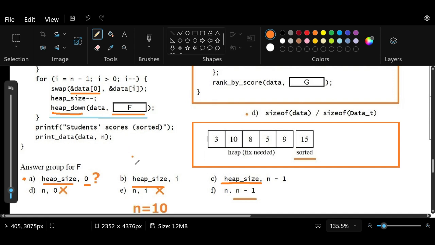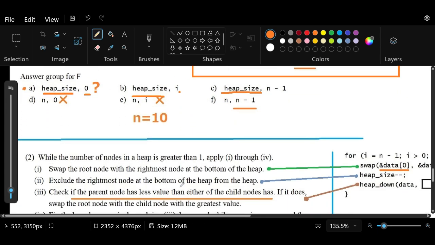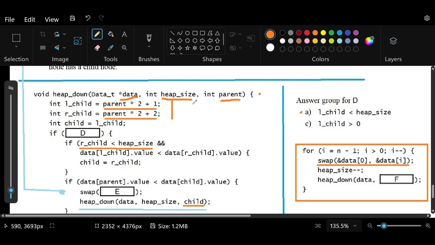And heap size means the number of elements in the data. If it's 10, then there should be 10 elements. And if we look at the heap down function, here we got the word heap size. So heap size and data was given already a while ago. So heap size is definitely one of the parts of the correct answer. Now the problem is the parent. Why is it supposed to be always 0, right? If you look at what's inside the heap down function, we can see that if the parent is multiplied by 2 and then add 1, the other one is parent multiplied by 2 plus 2. If it's always 0, what's the point of having a multiply plus 2 here, right?